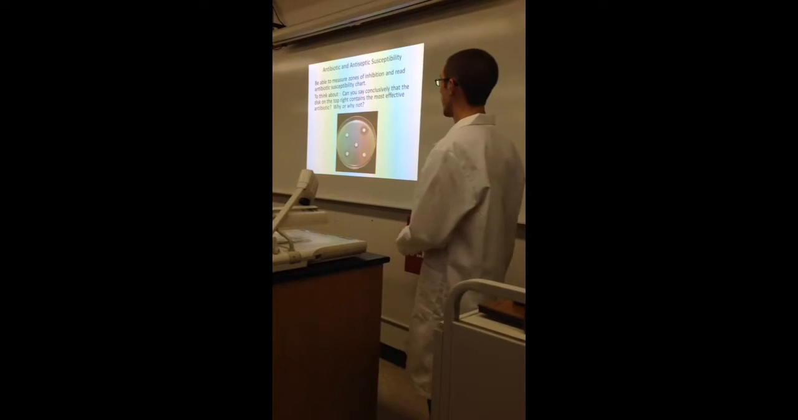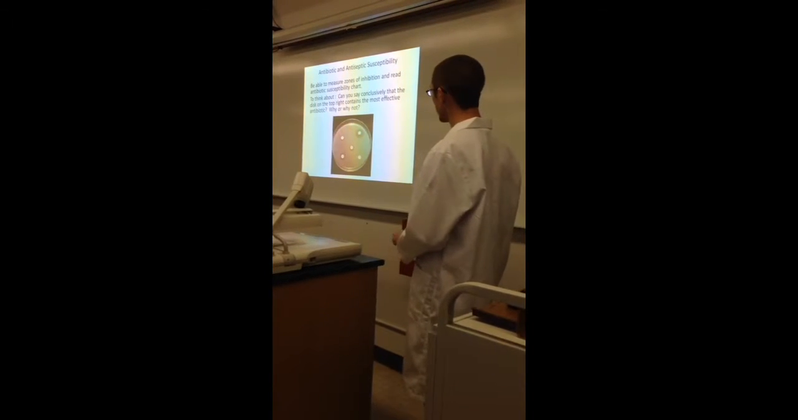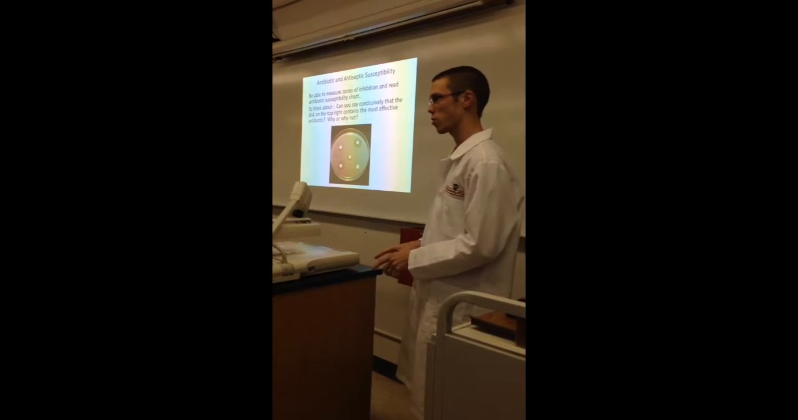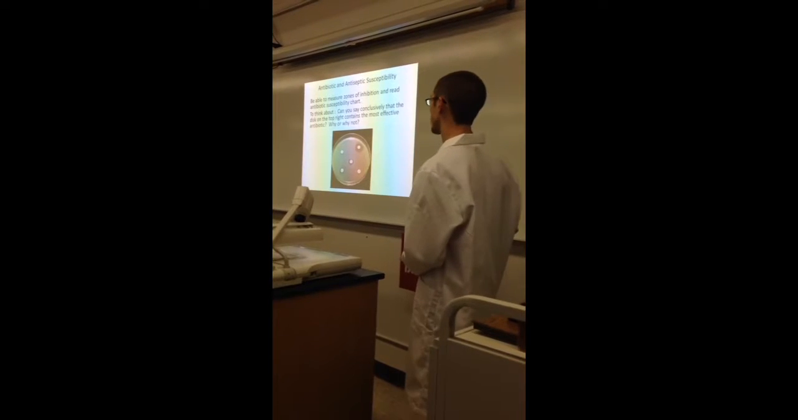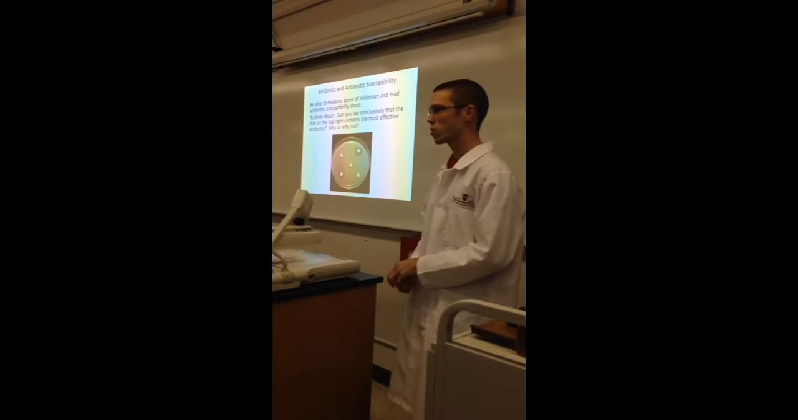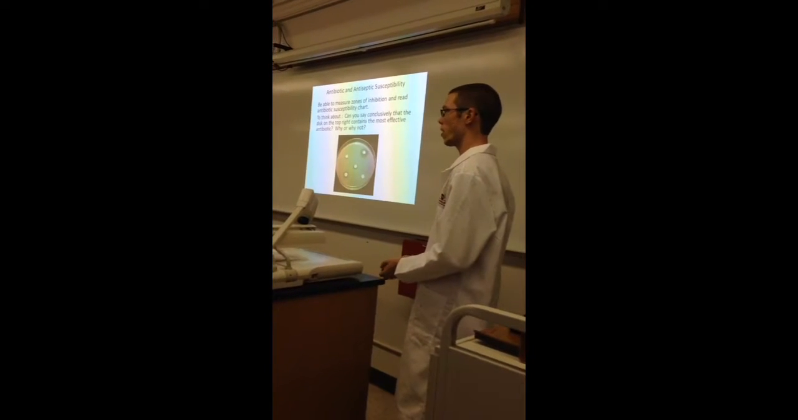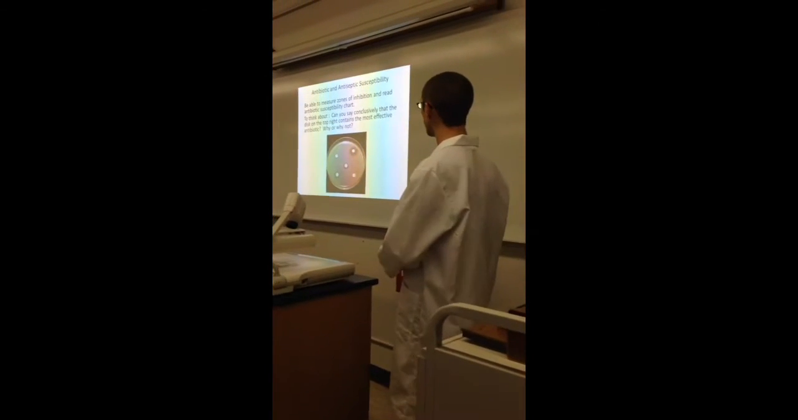We also looked at antibiotic and antiseptic susceptibility. So for this, you just want to be able to measure zones of inhibition. So remember that you're measuring the diameter across the center, and look at those on an antibiotic or antiseptic susceptibility chart and determine whether they're resistant, intermediate, or susceptible.